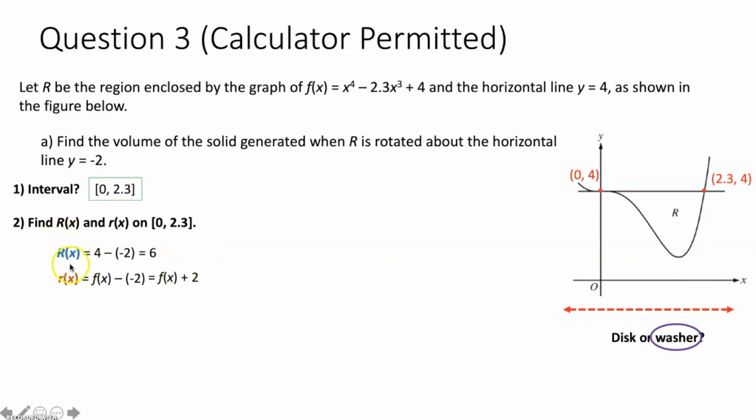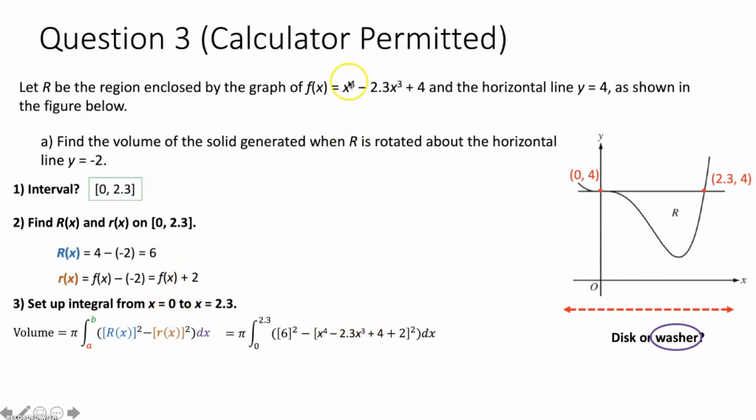So now that I've found both my outer radius and my inner radius, and the interval on which we're going to integrate, I can set up my definite integral. And remember, the definite integral associated with the washer formula would be pi times the integral from a to b of our outer radius squared minus our inner radius squared. So all we have to do is take what our outer radius is equal to, which is 6, plug that in for capital R of x, then take what our inner radius is equal to, which is f of x plus 2, plug that in for lowercase r of x.